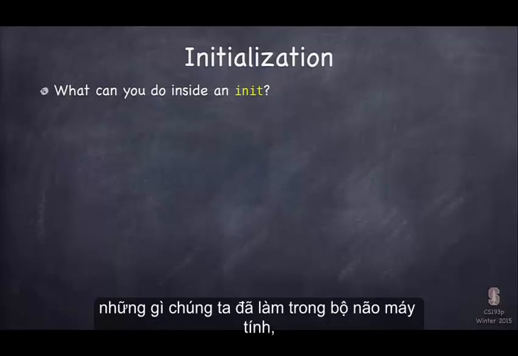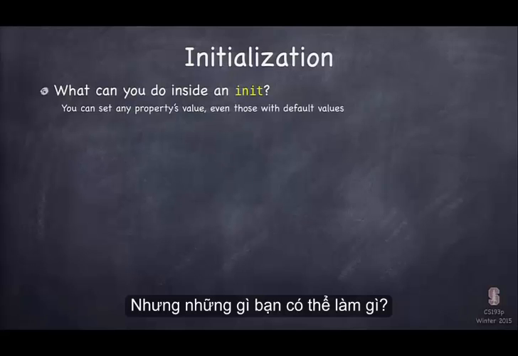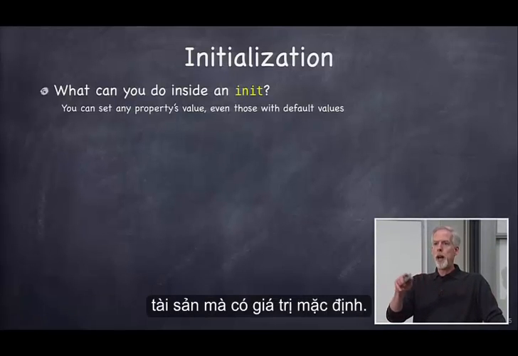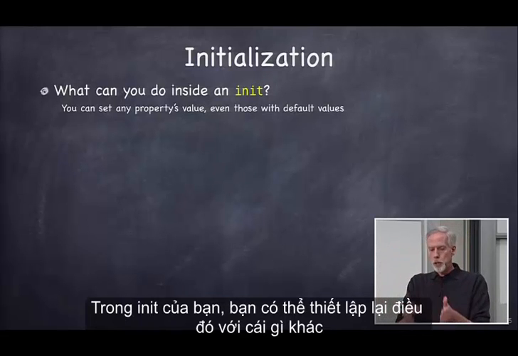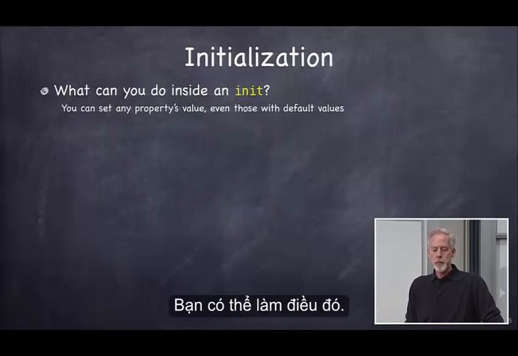We saw what we did in Calculator Brain. We initialized some stuff. But what can you do? Well, you can set any property's value in there. You can even set properties that have default values. So even if you have a property and you said equals 12, in your init you could reset that thing to something else if you changed your mind in init. You could do that.